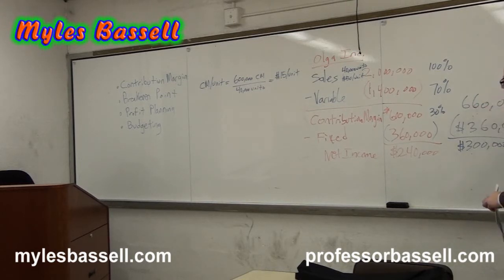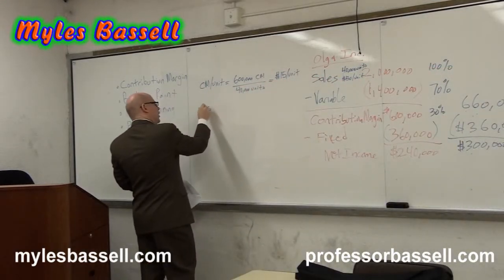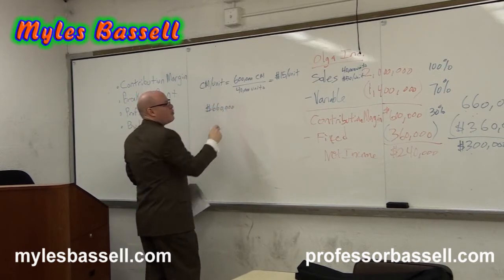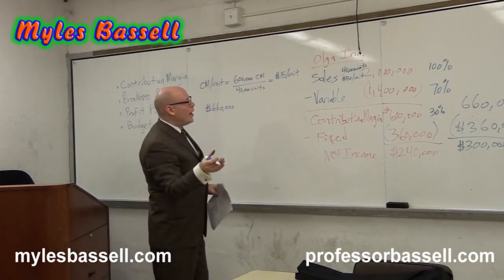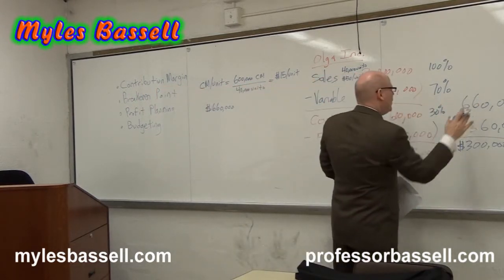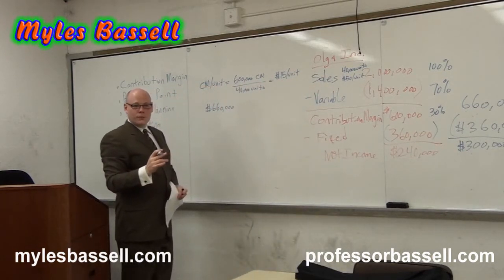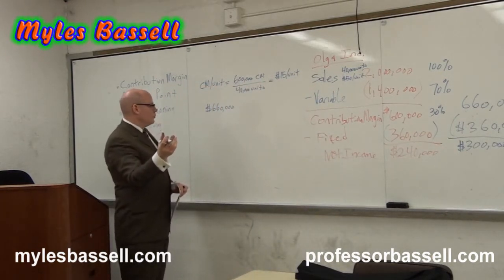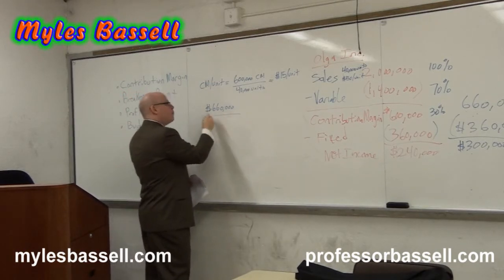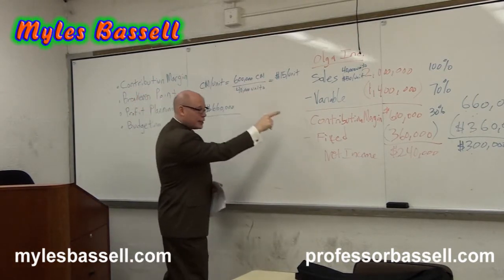So that's what we just solved for. So now that we know that the contribution margin is 660,000, we need to find out how many units we need to sell to achieve that contribution margin. So what do we do? Divide the 660,000 by the $15, which is the contribution margin per unit.